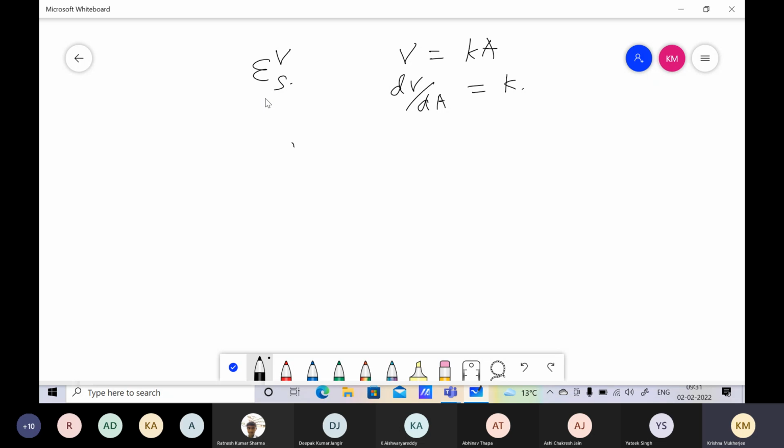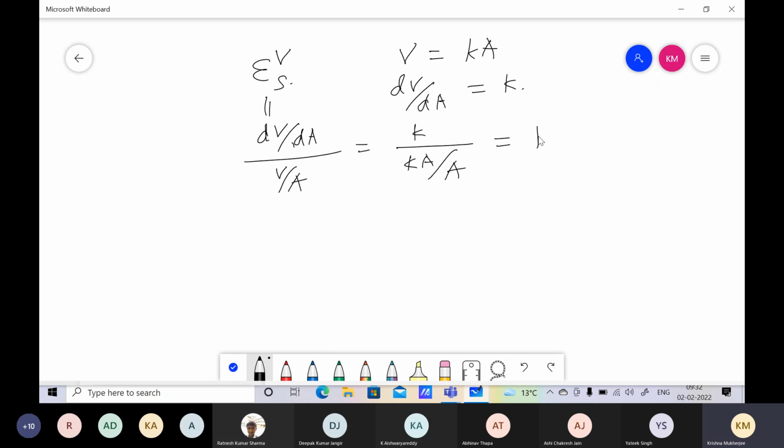V by S. How did we define this just now? dV by, because it's now no longer partial derivative, dV by dA upon V by A. Right? So this is equal to K divided by what is V? K A upon A. That's equal to 1. Okay? Yes, sir. All of you with me till now?